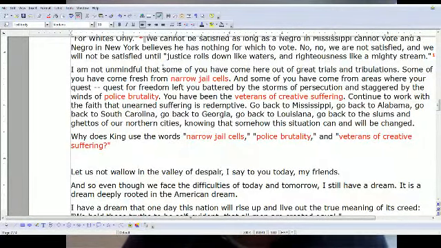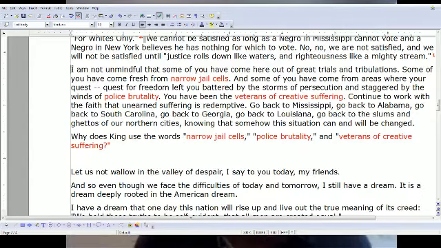Okay, so it says here, why does King use the words narrow jail cells, police brutality, and veterans of creative suffering? So in this case, you have to kind of look at these different things and then think how they relate back maybe to the purpose of the paragraph. So it says here, let's look at the whole paragraph for a second.